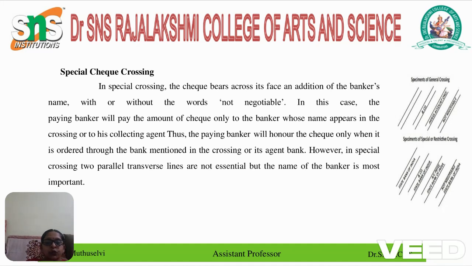In special crossing, the two parallel lines and company are not essential, but the name of the banker is most important in the special crossing check.